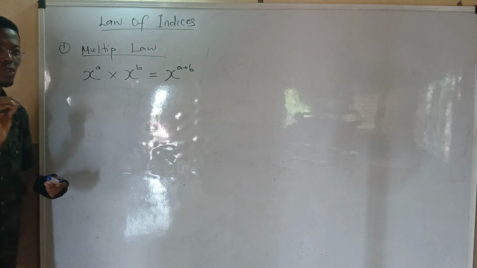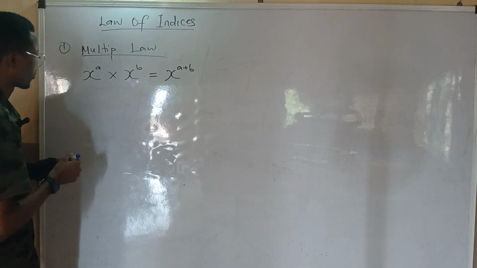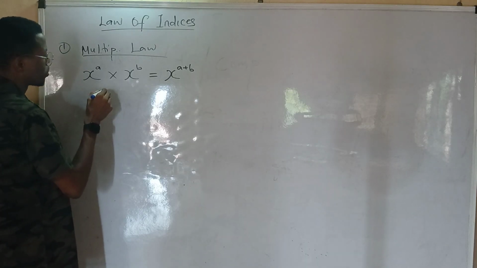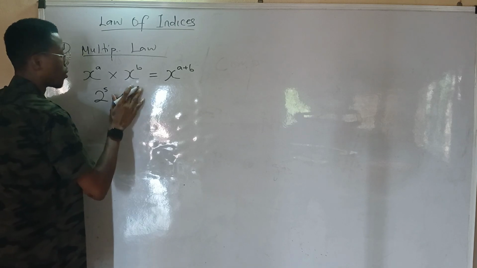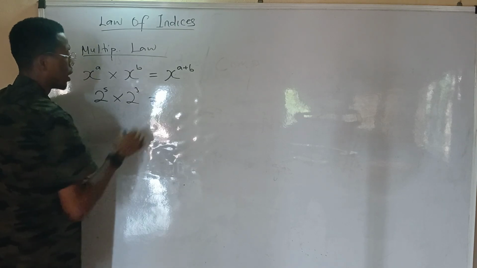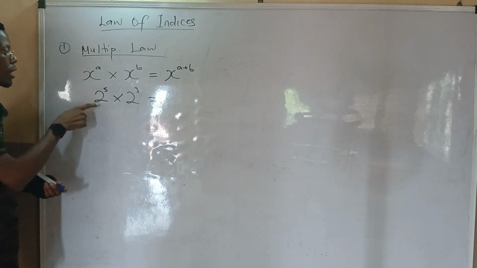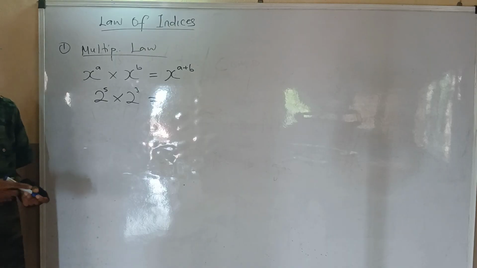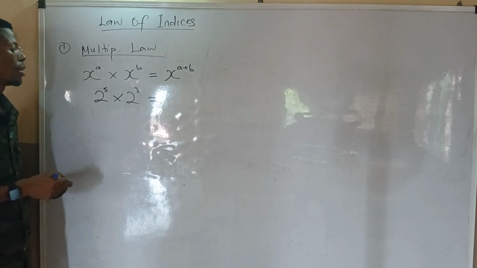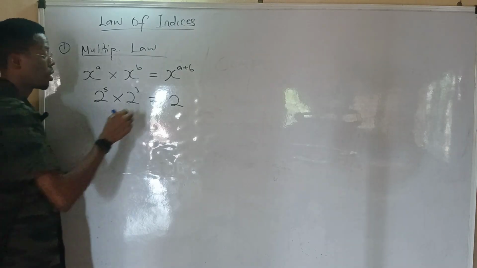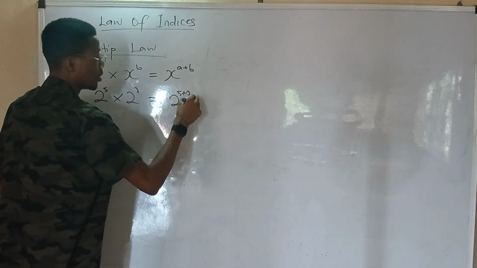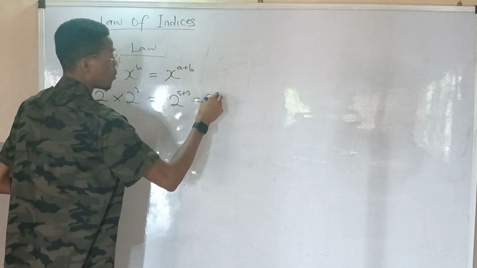Now, let's apply it with some simple examples. If we have 2 raised to the power of 5 multiplied by 2 raised to the power of 3, then we have 2 bases which are the same, right? And what happens to the powers? The powers are going to be added together, right? So we have 2, which is the common base, adding up the powers together, we have 5 plus 3, which gives us 2 raised to the power of what?